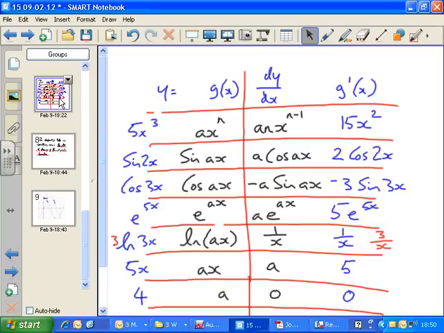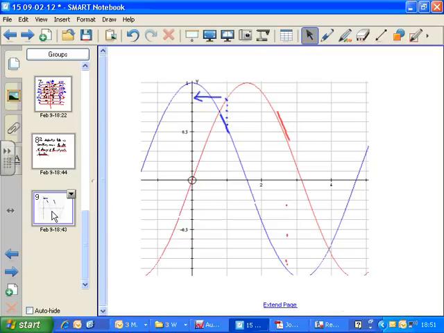How do you mean, John? In terms of are they always related to each other? Yeah. Sine is always cos and cos is always sine. Yes, that's right. And that picture starts to explain why.